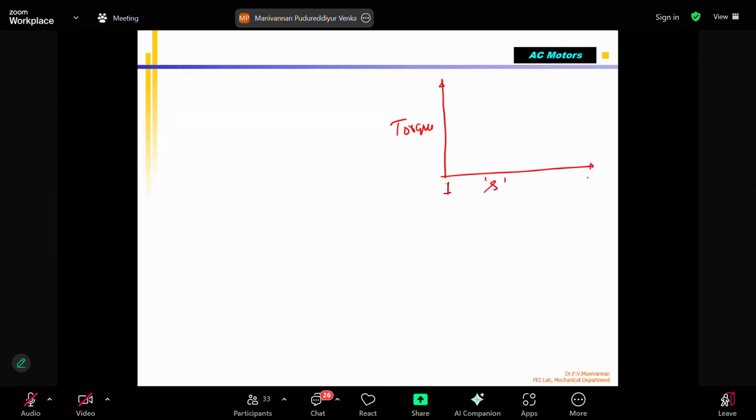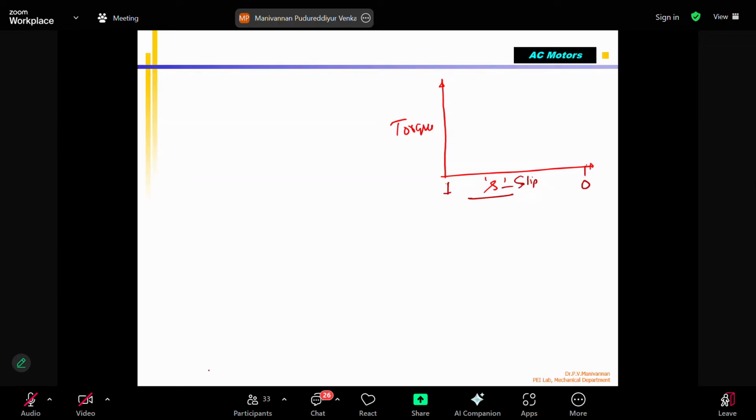Slip equal to 1 here, and here it is 0. Slip varies from 1 to 0, from standstill to when the rotor catches up with the synchronous speed, when both the rotor speed and the synchronous speed are equal.